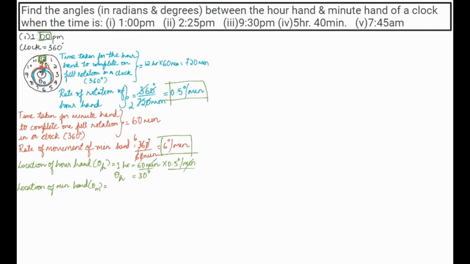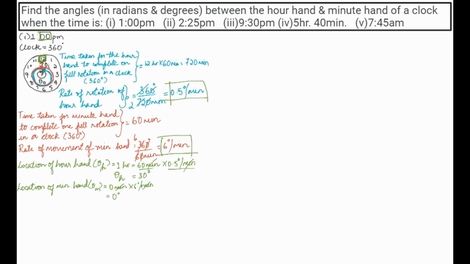So it has not even moved 1 minute. So 0 minutes. And the rate of rotation of our minute hand is 6 degrees per minute. 0 into 6 is 0. So minute unit cancel out each other. So we have 0 degrees.